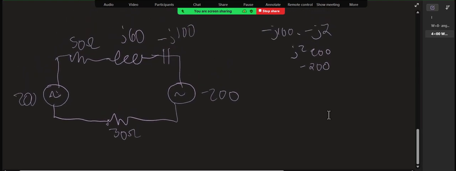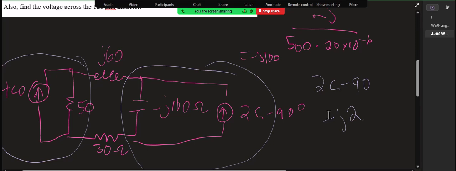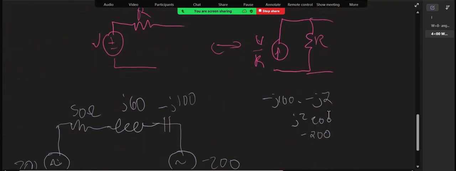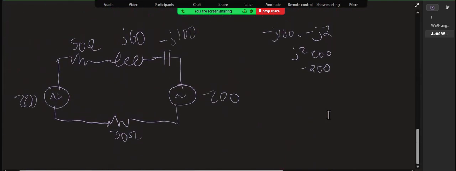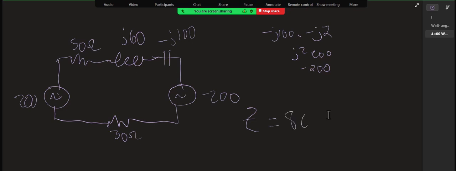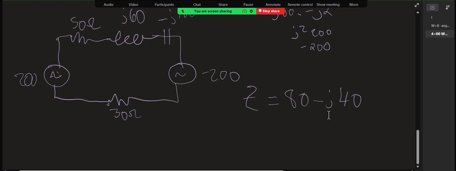Okay, but we weren't looking for the current through the 50 ohm resistor or the capacitor. We're looking through just the inductor, which we did not transform, and so it's fine. So our total impedance here, so now it's nice because it's all in series. So our total impedance is 50 plus 30 is 80, 60 minus 100 is minus 40, so 80 minus j40 is our total impedance.